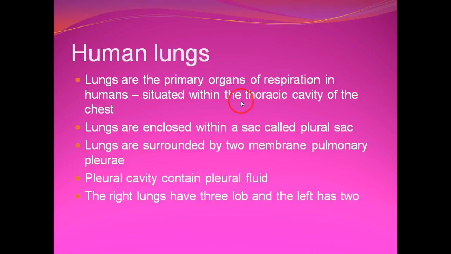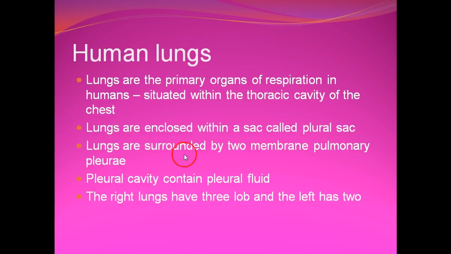Human lungs are situated within the thoracic cavity of the chest, and they are protected within a sac called the pleural sac. Then they are surrounded by a membrane called the pulmonary pleurae. Within the membrane there is the pleural cavity that contains pleural fluid. Humans have 2 lungs, the right and left. The right lung has 3 lobes and the left has 2.